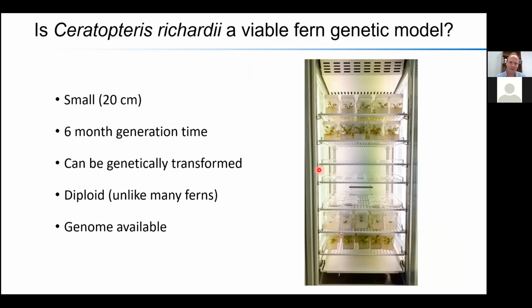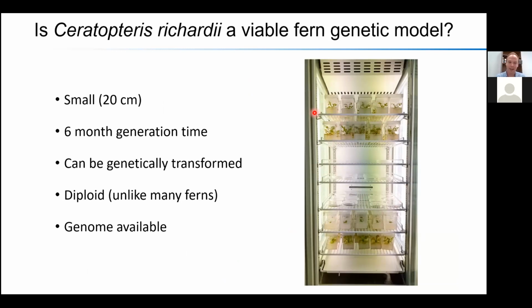So Ceratopteris is a relatively good model fern, I think. It is quite small, and here you can see my cabinet of science where I'm growing many ferns in a dense population. It has a 6-month generation time. So for those of you who work on plants, this is more equivalent to working on rice than it is to working on Arabidopsis, but that is still perfectly feasible.